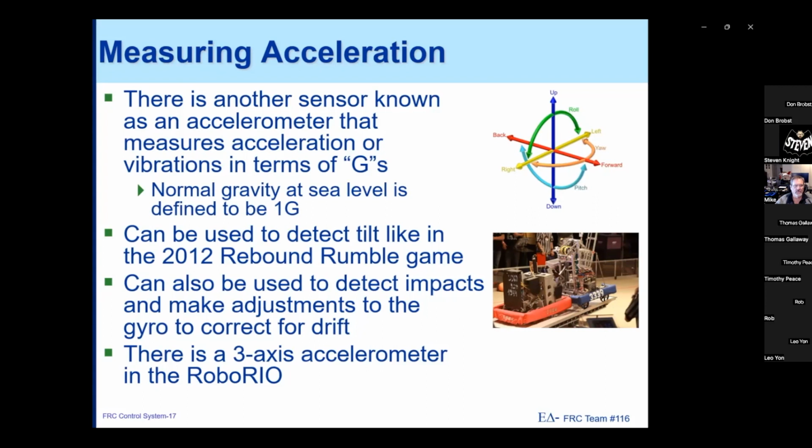It turns out there is a 3-axis accelerometer inside of the RoboRIO, so you don't even have to attach any external sensors to take advantage of this particular type of sensor. Just use the built-in accelerometer inside the RoboRIO itself, and the WPILib has library functions that allow you to take advantage of that accelerometer.